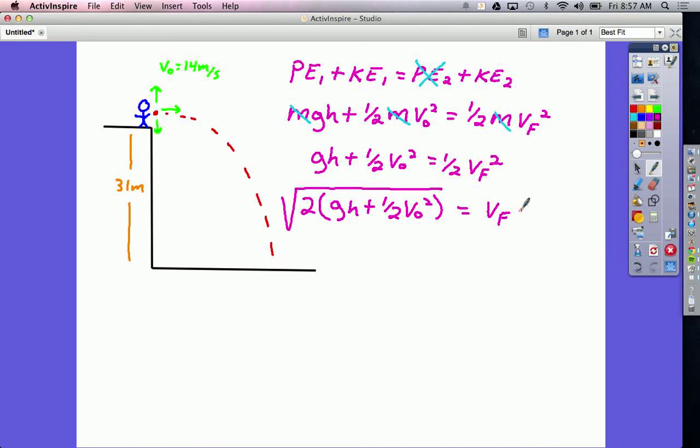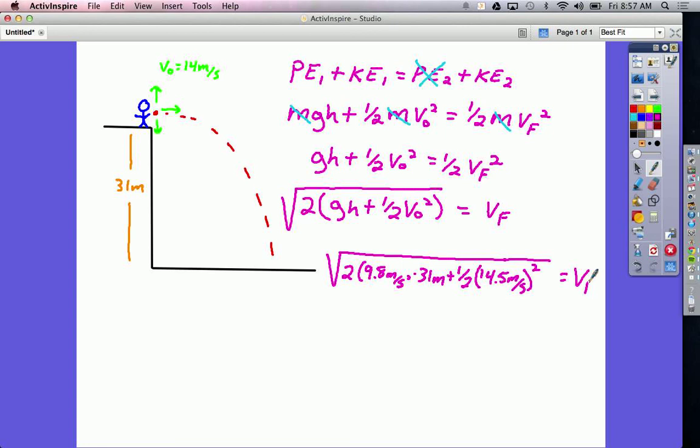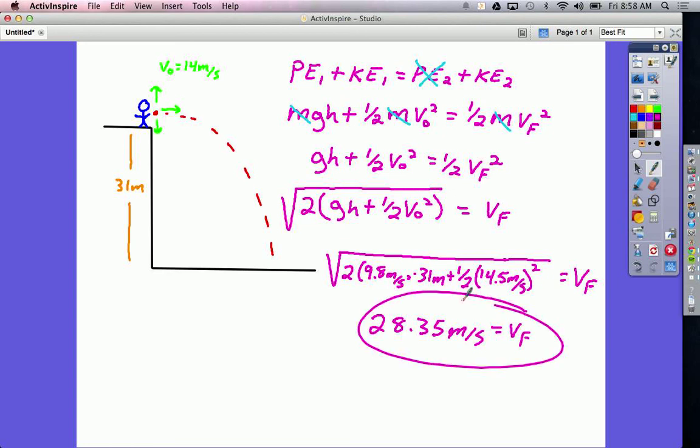I can plug my numbers in, and I will get 2 times 9.8 meters per second squared times 31 meters plus 1/2 times 14 meters per second squared. And all of that will give me vf. When I plug all of that into my calculator, I should get an answer of 28.35 meters per second for the speed of the pebble as it's about to hit the ground.